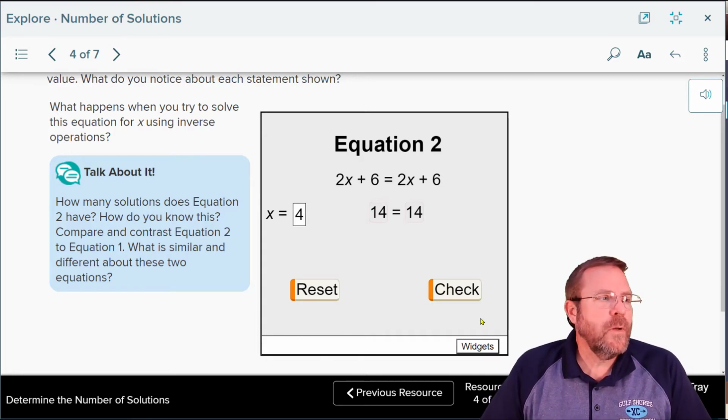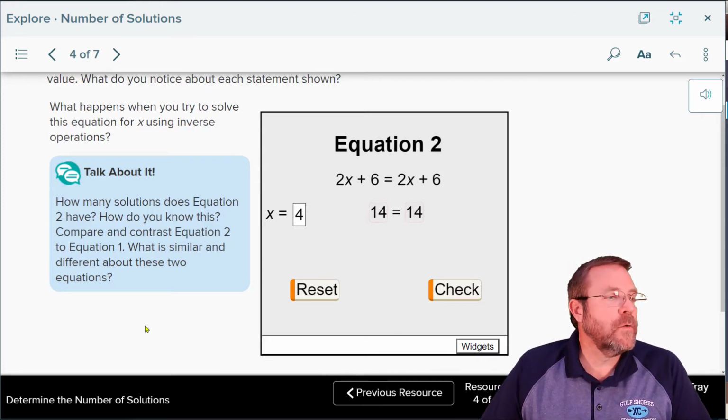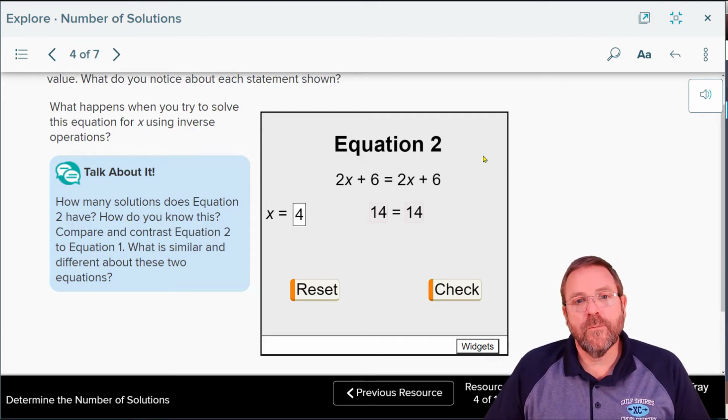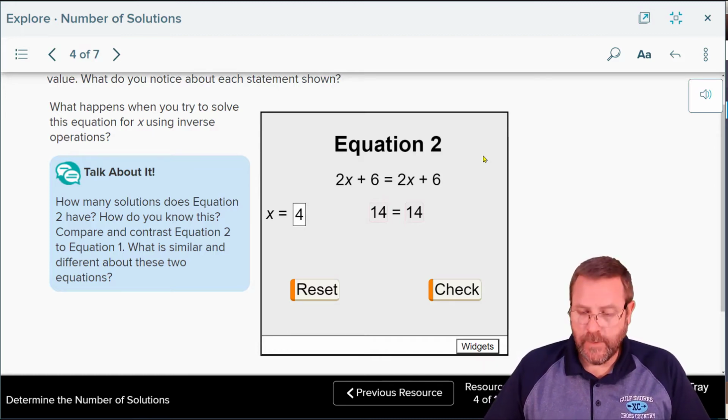And this type of problem is called an identity, which hopefully the textbook will define more later. But in it, you have an infinite number of answers that can go in. So problem number 1 only had one answer. Problem number 2 has an infinite number of answers.